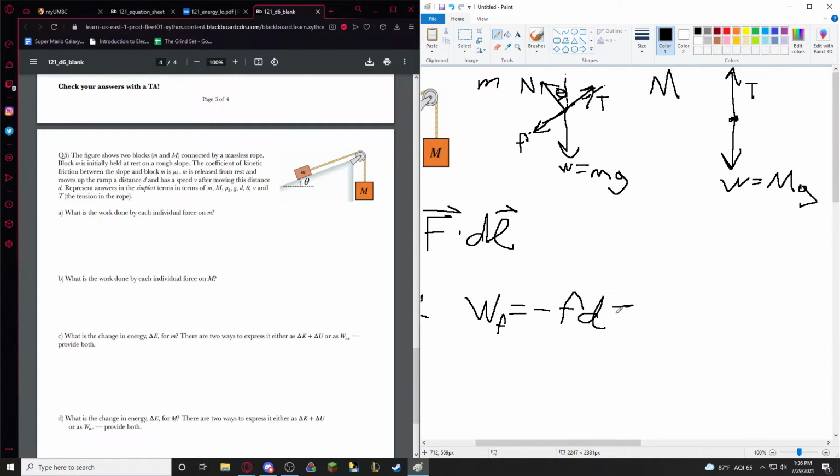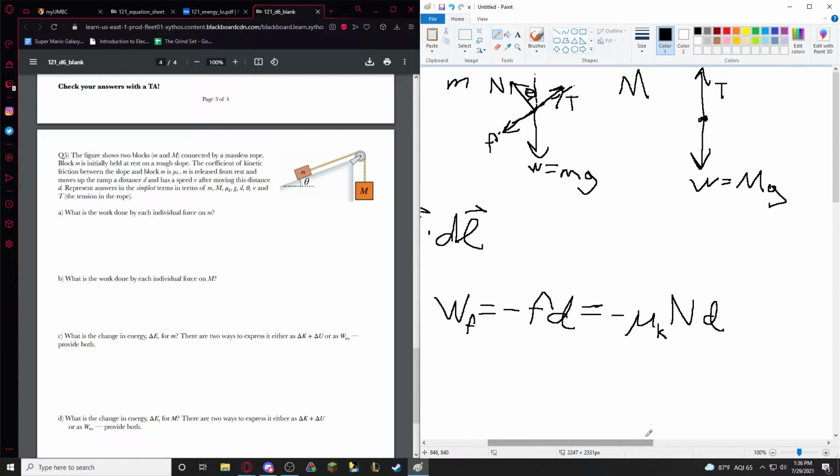Negative mu k times the normal force, but in this case the normal force would be 0. Well, no, the normal force isn't 0. The normal force exists. It just doesn't do any work. Oh, so the normal force would be mg, mg cosine theta. Yes, exactly. It's just mg cosine theta.